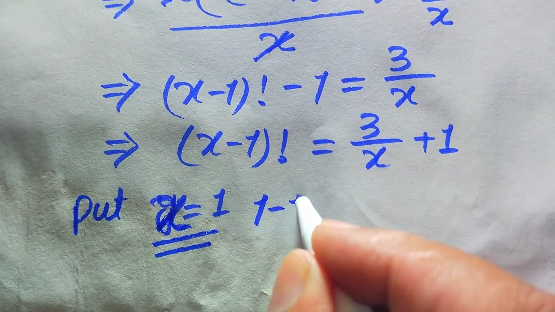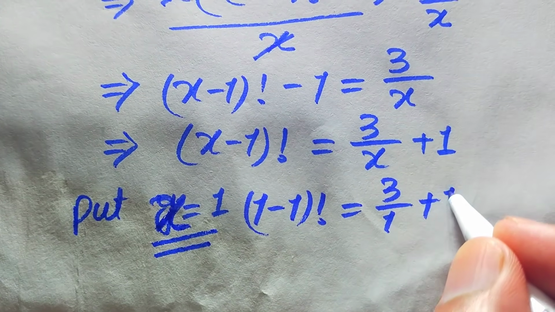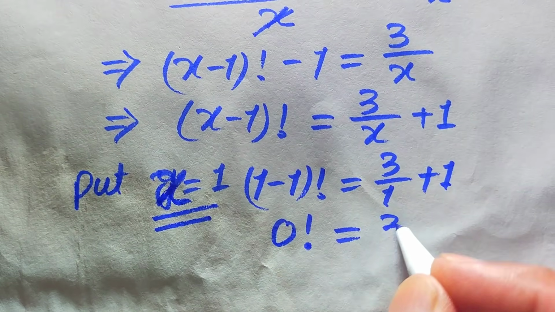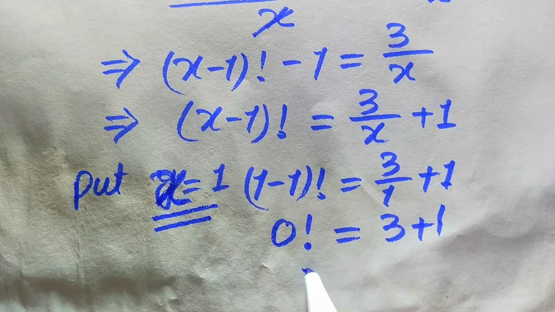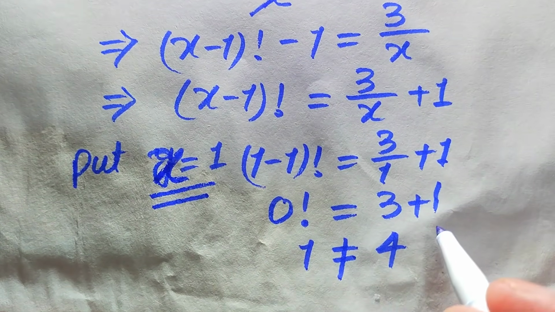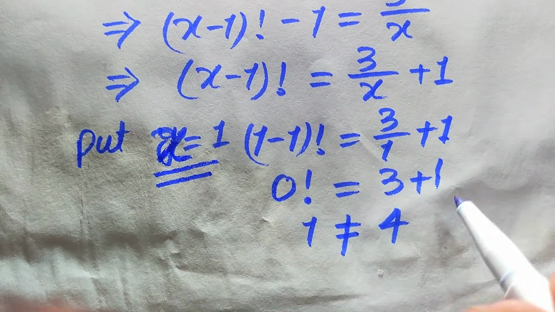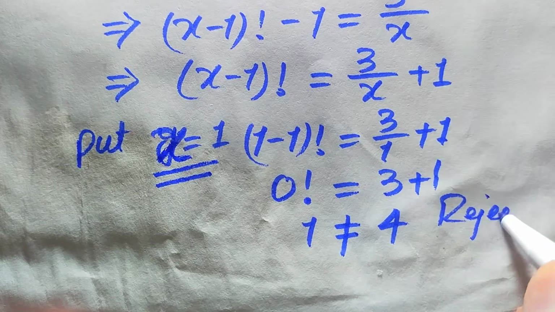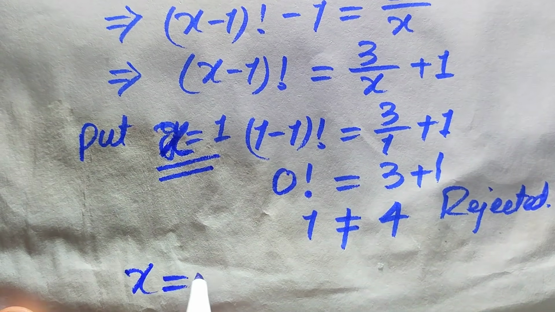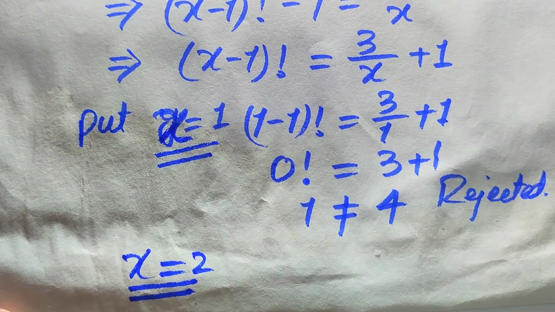So you see that this becomes 1 minus 1 factorial is equal to 3 divided by 1 plus 1, and we have 1 minus 1 becomes 0 factorial is equal to 3 divided by 1 plus 1. 0 factorial is equal to 1, and 3 divided by 2 is not 1. So these two values are not equal. It means that the value x is equal to 1 does not satisfy the above equation, so we reject this value. And now we check the next term, x is equal to 2.